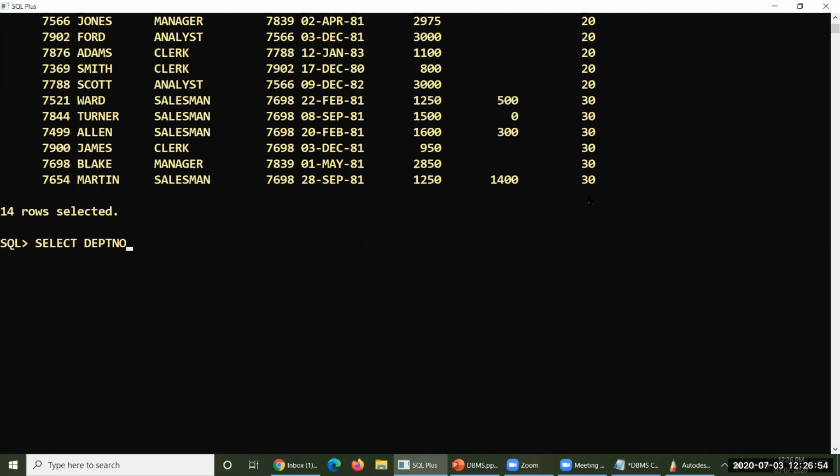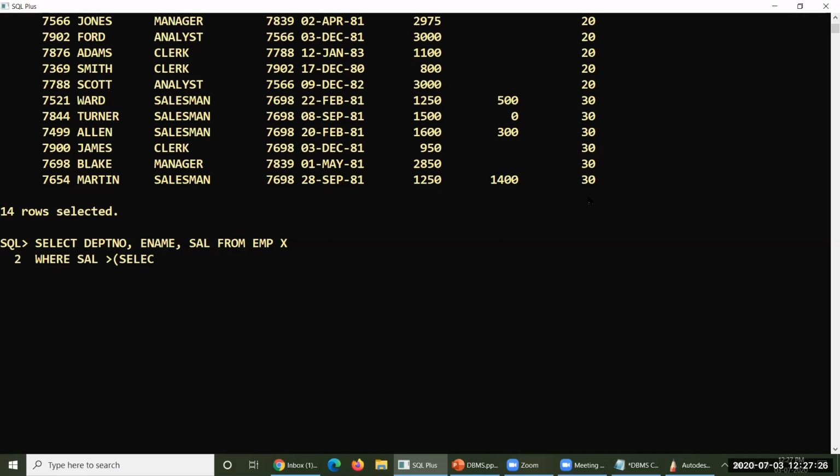DEPTNO, department number. So ENAME, then salary from EMP. Already I told you we have to consider the table alias here. Let me consider this could be some value, that is X, where salary is greater than... So what shall we have to do? We need to write a subquery here.